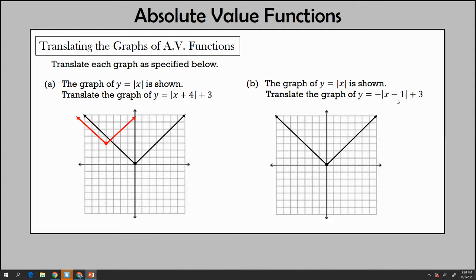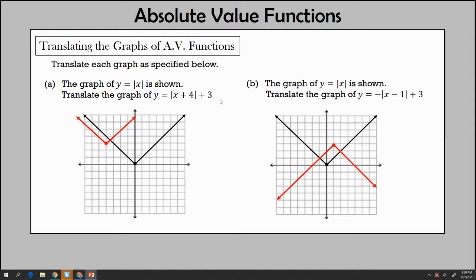Okay. This last one, so I've got inside the absolute value minus one. So that means we're going to move to the right one. Plus three says move up three. And now because it's the opposite, that means flip the graph down. So we're going to move the vertex to the right one, up three, and then we're going to flip it down. And that would be the graph of this.